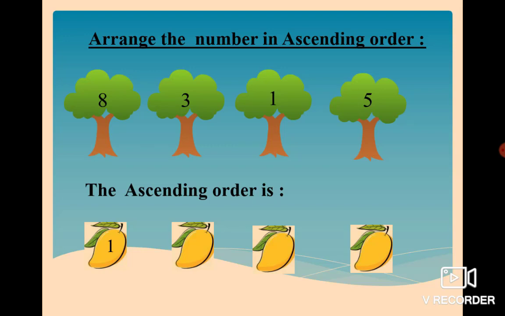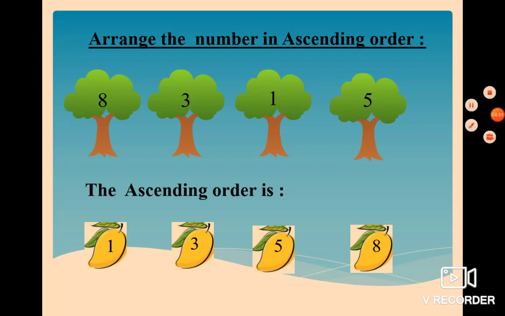Then, which is the second smallest number here? Yes, you are right. 3 is the second smallest number here. Already we have written 1 and 3 here. Remaining we have 8 and 5. Compare these two numbers. Which is the smallest number here? Yes, you are right. 5 is the smallest number here. Then which number do we have remaining? 8 is the remaining number. Right. Actually, what did we do? We ordered it in ascending order.